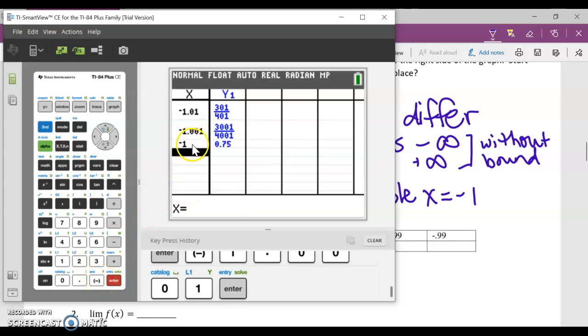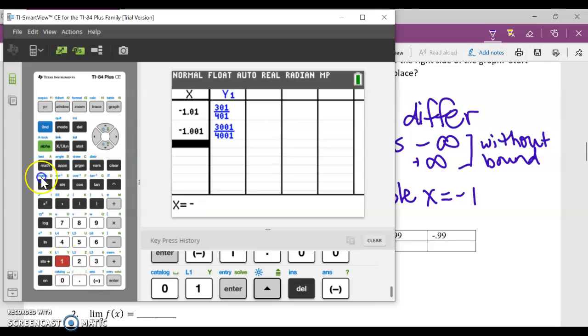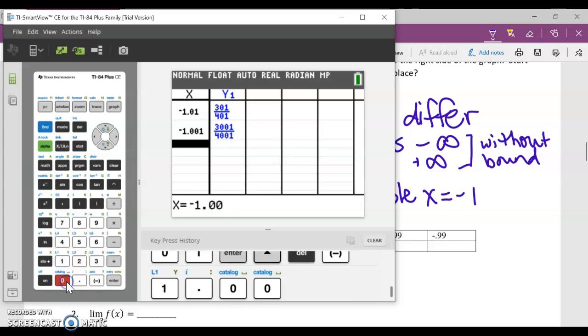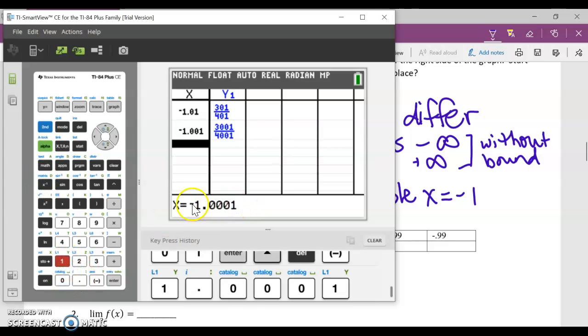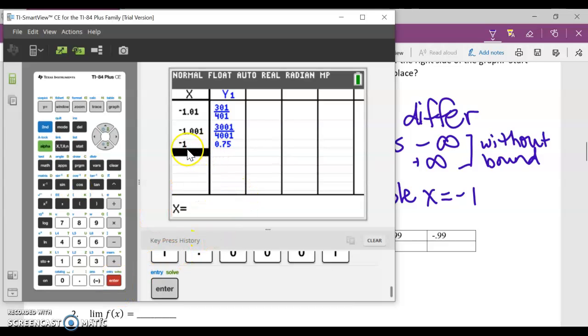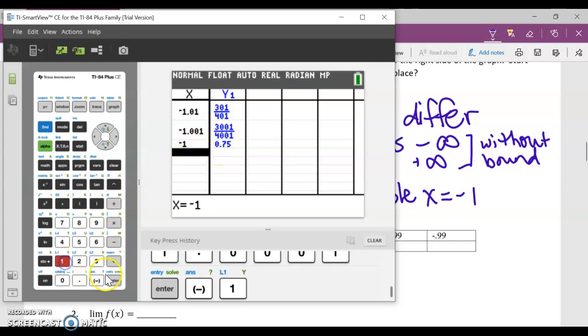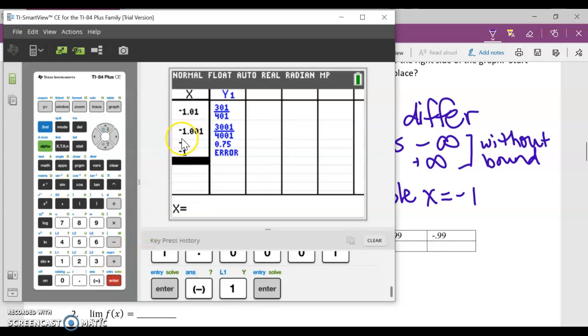Notice that my calculator just rounded right there. I don't know if you saw that happen. If I get rid of that, I'm going to type this in again, negative 1.0001. So do you see this is what I typed? Now watch very carefully. When I hit enter, it rounds that because your calculator only rounds to 3 decimals. If I actually type in negative 1 in my table, it's going to say error. So remember, in this situation, we were rounding. And in this situation, we are actually typing in negative 1.